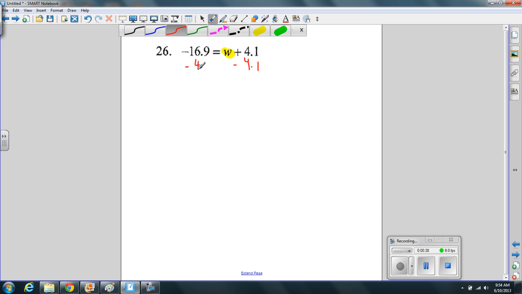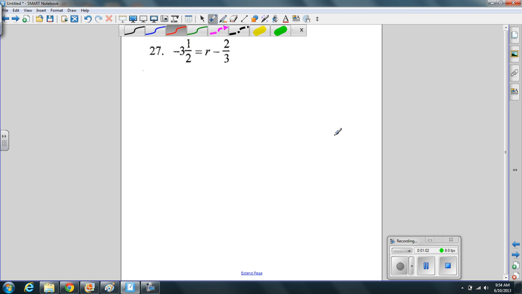Those of you worrying about your integers, remember subtracting is the same as adding the opposite. Since both of these are negatives, add them, keep the sign negative. So I get an answer of negative 21 equals W.